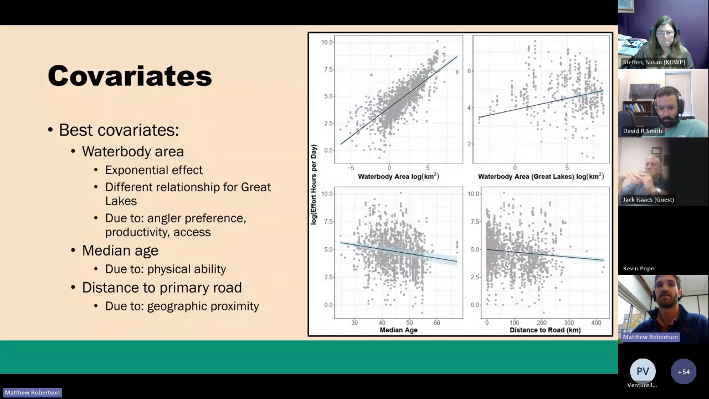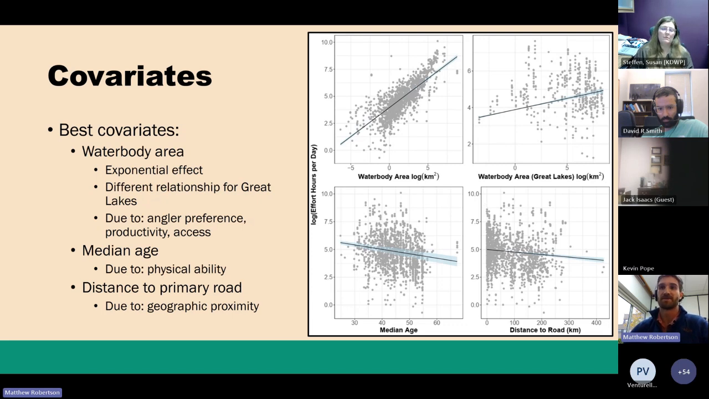The other interesting thing with this covariate was that we saw that there was actually a really different relationship between the effect of water body area between Great Lakes and non-Great Lakes water bodies. And so because of this, we actually estimated separate effects depending on whether water bodies were Great Lakes or not. We have a few hypotheses for why exactly this might be, but you can see that there was a very strong positive relationship between water body area and effort hours per day on non-Great Lakes water bodies. And that relationship ended up being much shallower when we actually looked at the Great Lakes themselves.